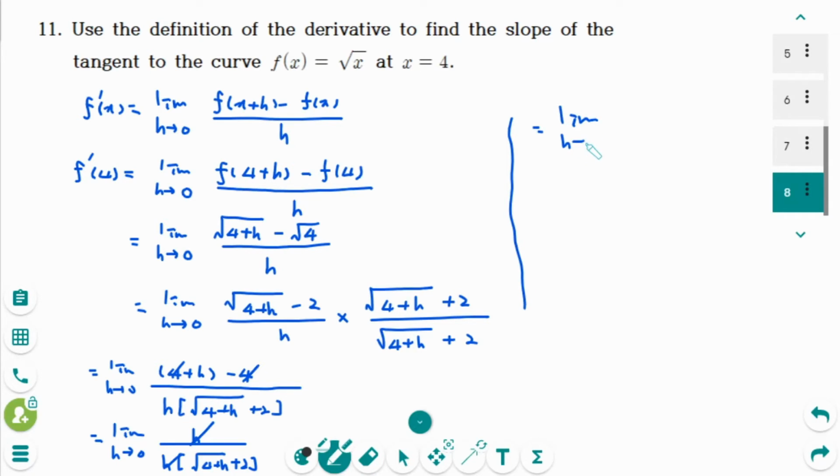limit as h approaches 0, 1 over square root of 4 plus h plus 2. Then put 0 into h: square root of 4 plus 2, 1 over 2 plus 2, which is 1 over 4. So we have the same answer. Either way, the answer is the same.